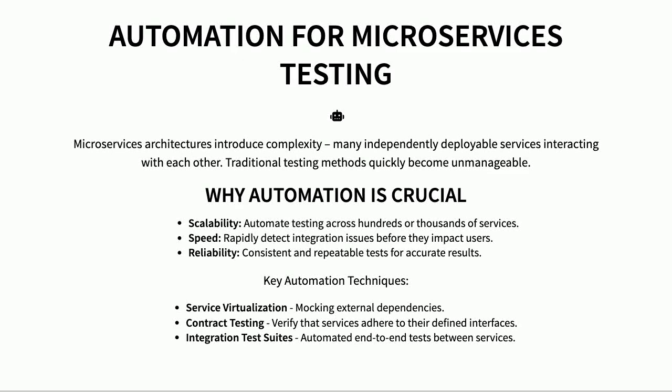Okay, let's talk about testing microservices. With so many independent pieces working together, manual testing just doesn't cut it. Automation is absolutely essential for keeping things under control and ensuring quality. We need to be able to scale our tests as the number of services grows, and automation gives us that ability. It allows us to quickly identify problems before they cause issues for real users, and builds confidence in our system's reliability. We'll look at some key techniques like service virtualization, contract testing, which makes sure everyone is speaking the same language, and building robust integration test suites.